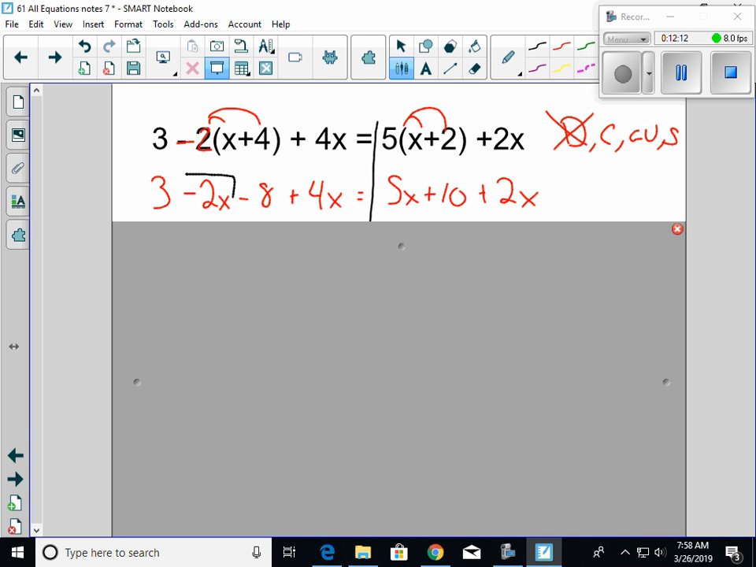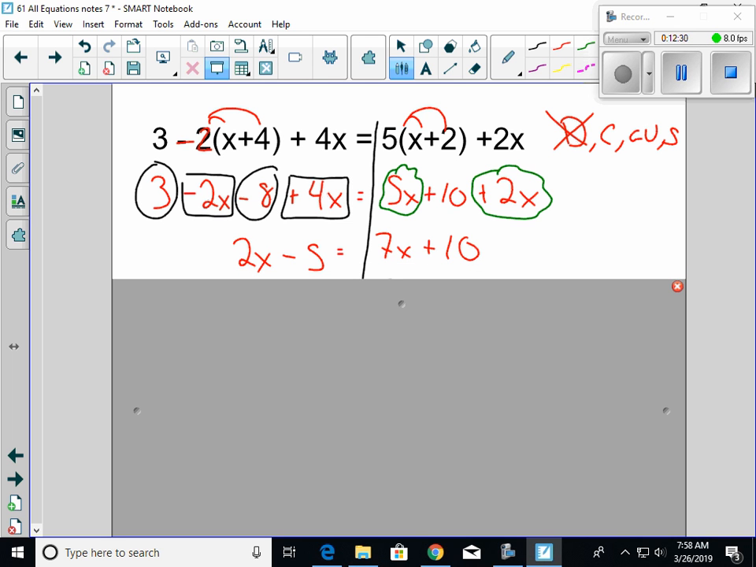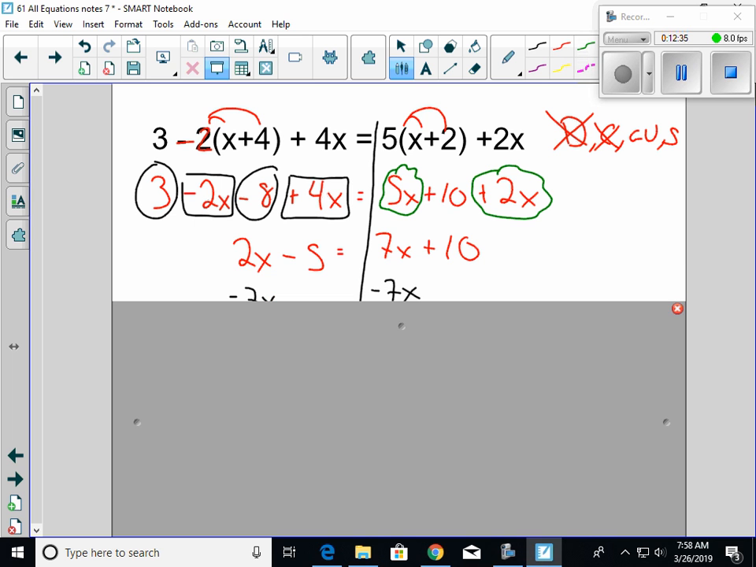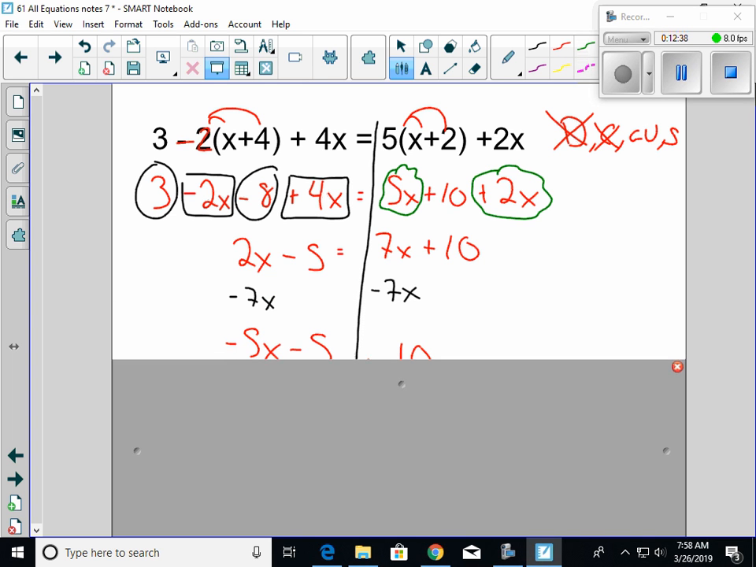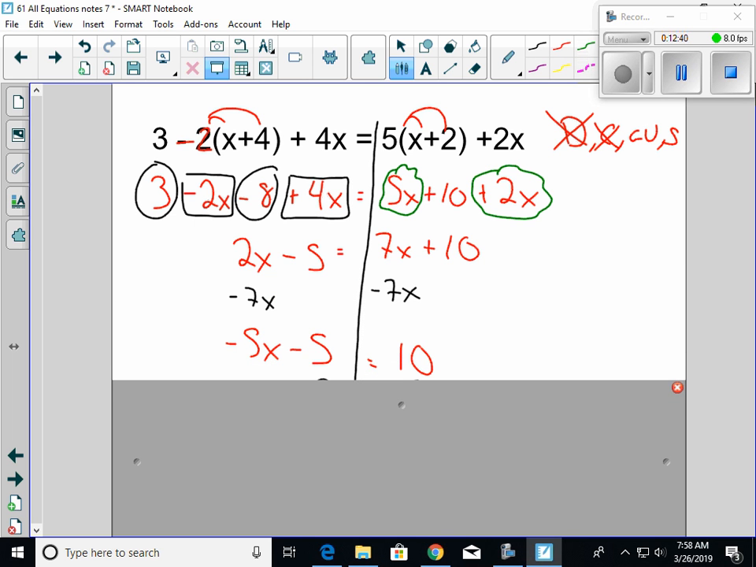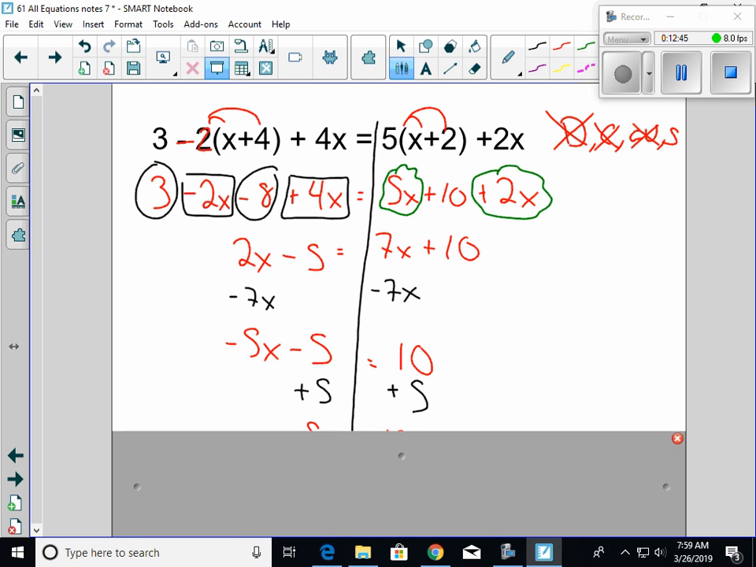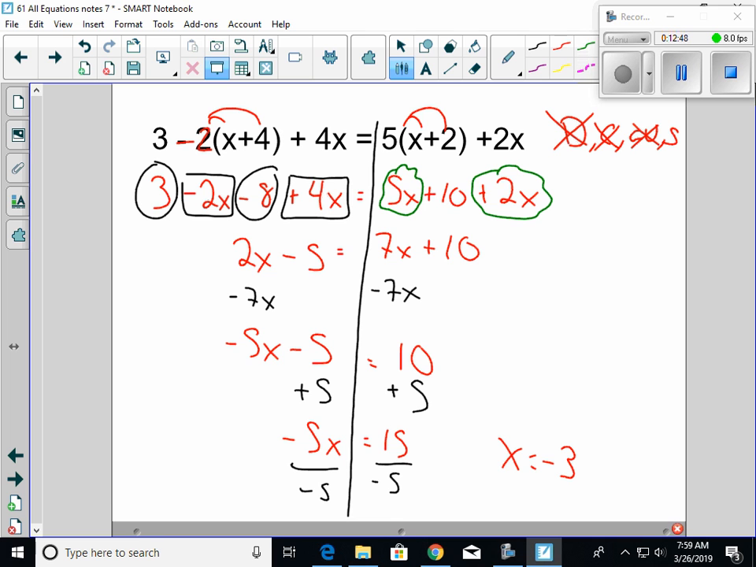Looking for like terms, the negative 2x and the 4x, the 3 and the negative 8. Okay, on the other side, the 5x and the 2x. Okay, so that's after you combine like terms. Get the variables to the same side. Okay, I brought mine to the left just out of habit, so I did minus 7x. If you bring it to the right, you can still get the same answer. Get rid of subtraction and addition. Get rid of multiplication or division. Final answer was negative 3.